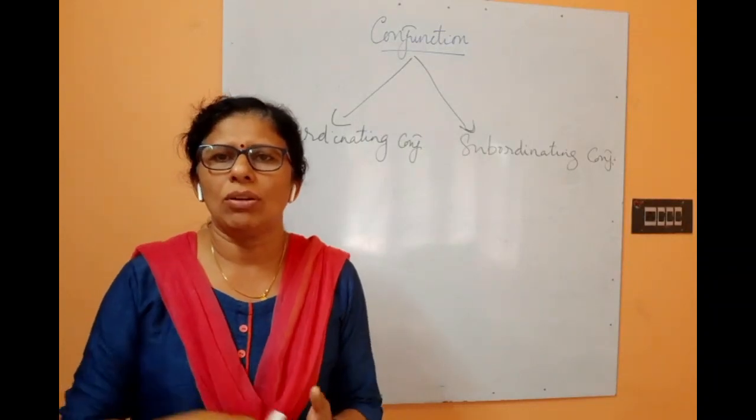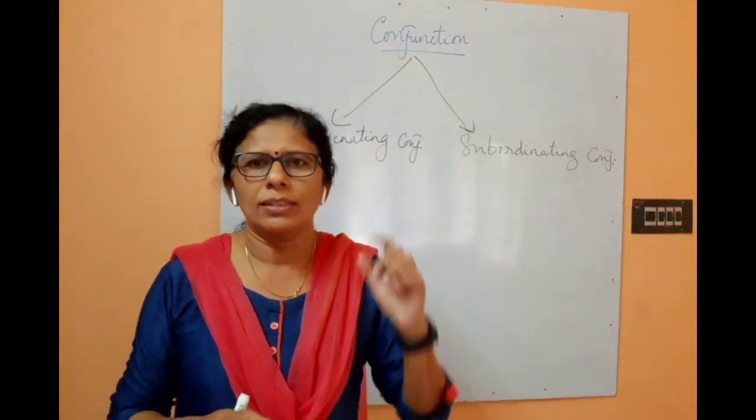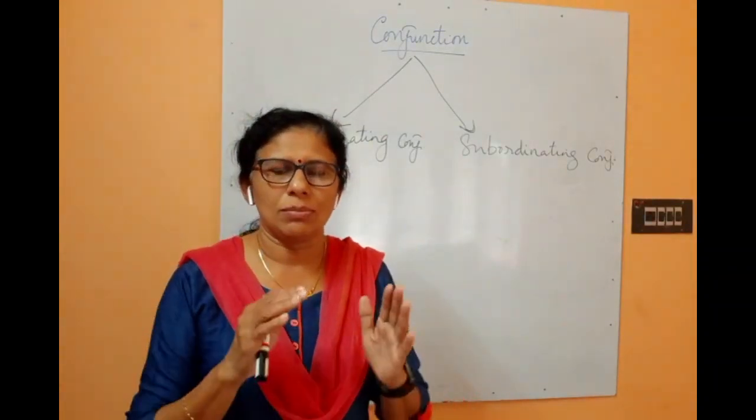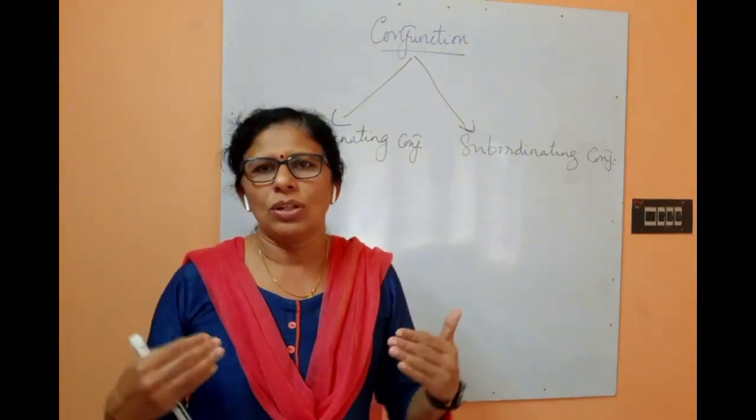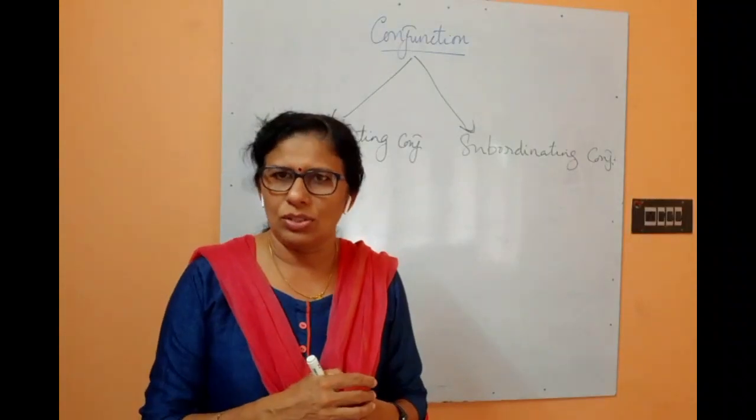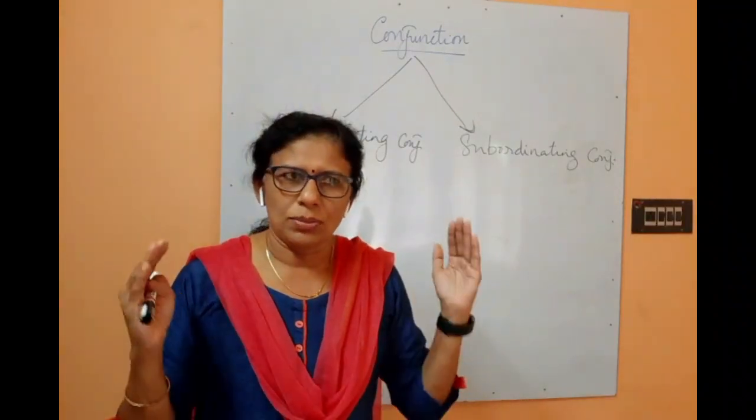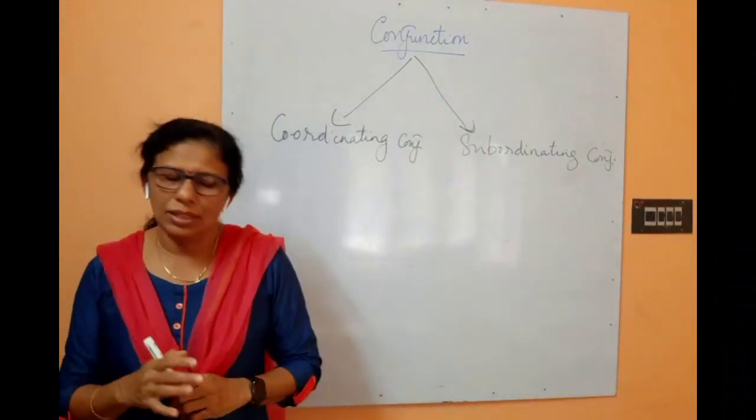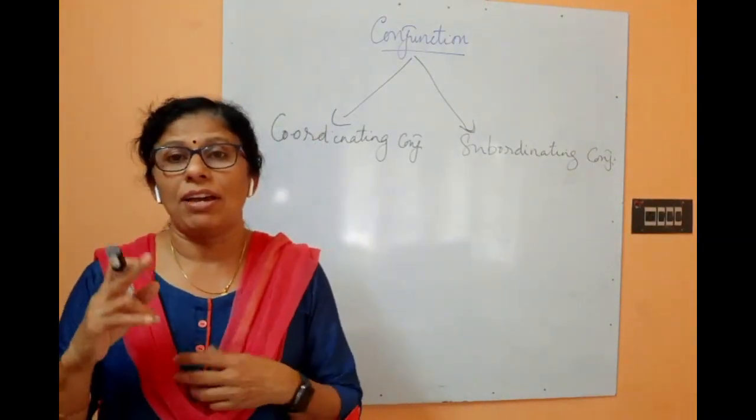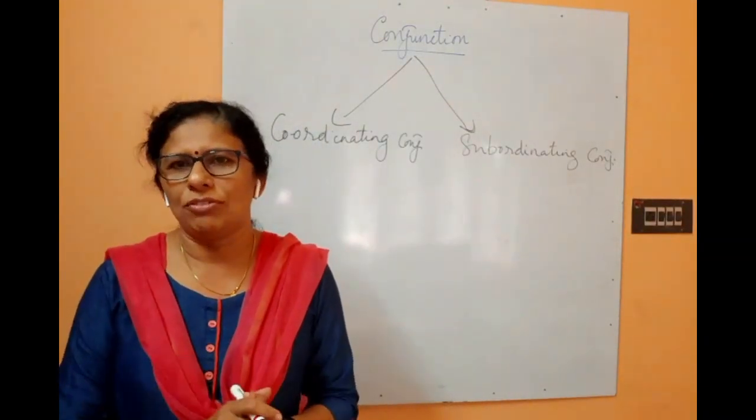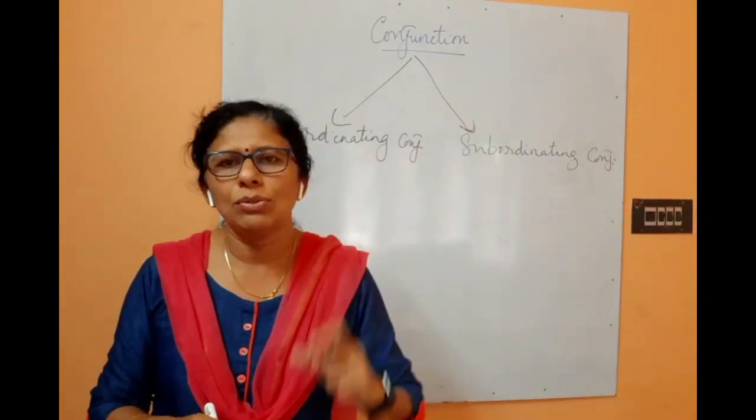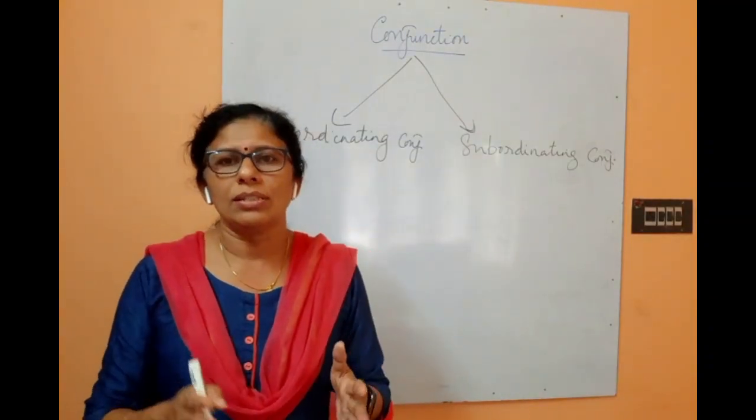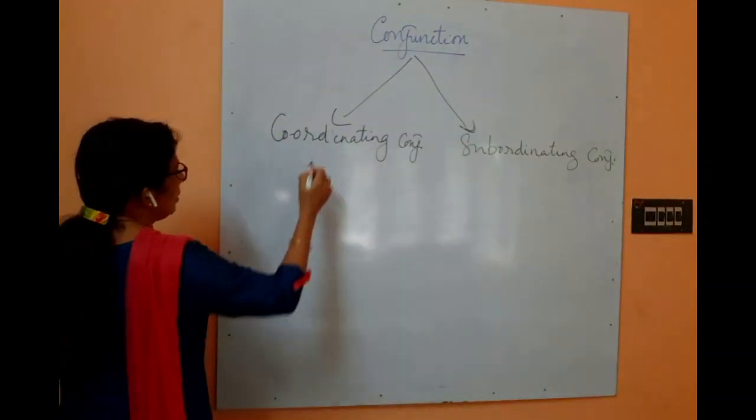So what is meant by a coordinating conjunction? When the term coordinating conjunction comes to your mind, it's the first thing we have already studied: which conjunctions come under coordinating conjunctions. I hope all of you remember. The first thing is FANBOYS. Coordinating conjunction means the conjunctions which are used to join two sentences of equal importance.